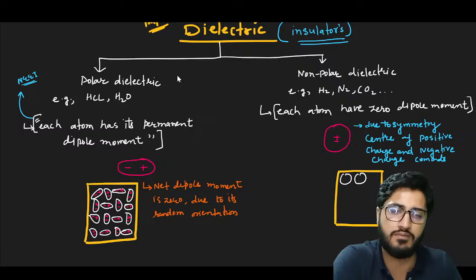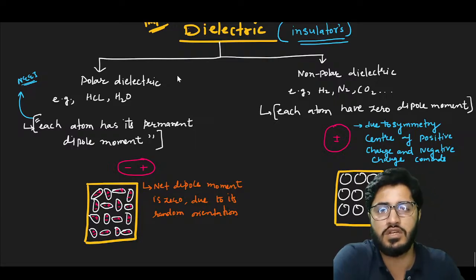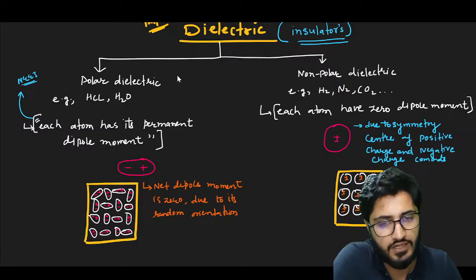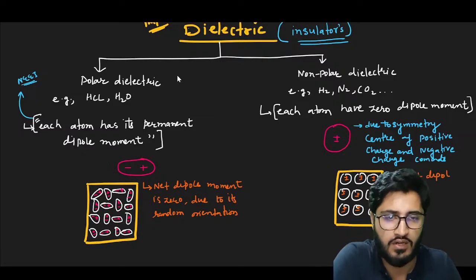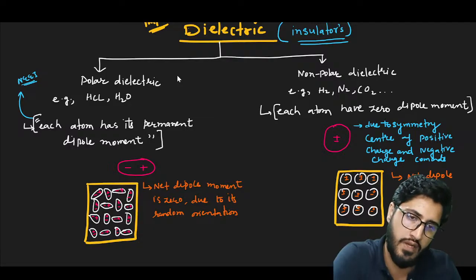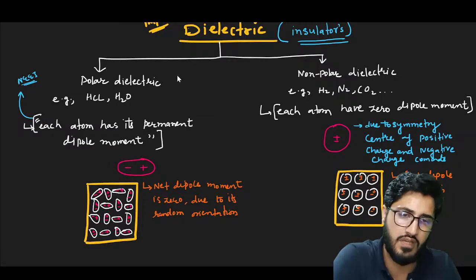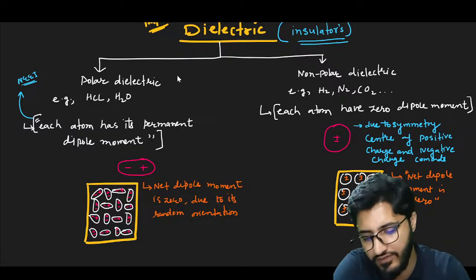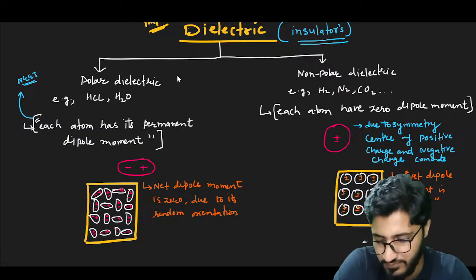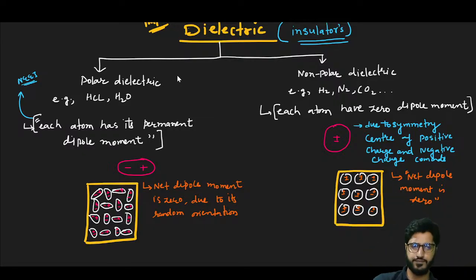Now if we talk about non-polar, it looks like this. Look, they coincide. If you add 0 plus 0 plus 0 plus 0, you will always get 0. So you will also write here net dipole moment is 0. The reason being each and every particle has its own dipole moment 0. You can take a screenshot of it if you like. Dielectric, polar, non-polar. A polar atom has a dipole moment, but the net is 0. A non-polar atom has 0, and the net is also 0.